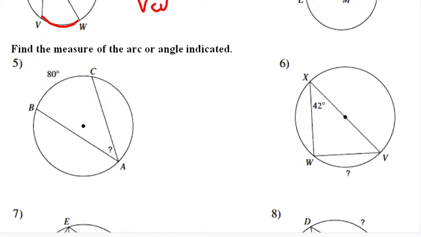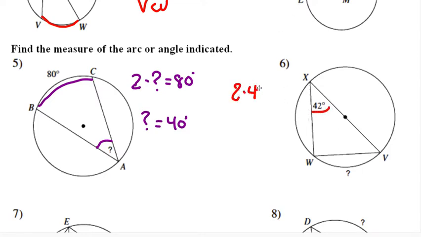Key thing here is, well, we got this arc, BC, which is created by this angle, angle CAB. We know that 2 times the angle has got to equal its intercepted or subtended arc, which means that if we divide by 2, that angle is equal to 40 degrees. Conversely, if we are looking at the angle, we know that 2 times that angle is equal to its intercepted arc, which is in this case WV. 2 times 42 is 84, which means that this answer is 84 degrees.